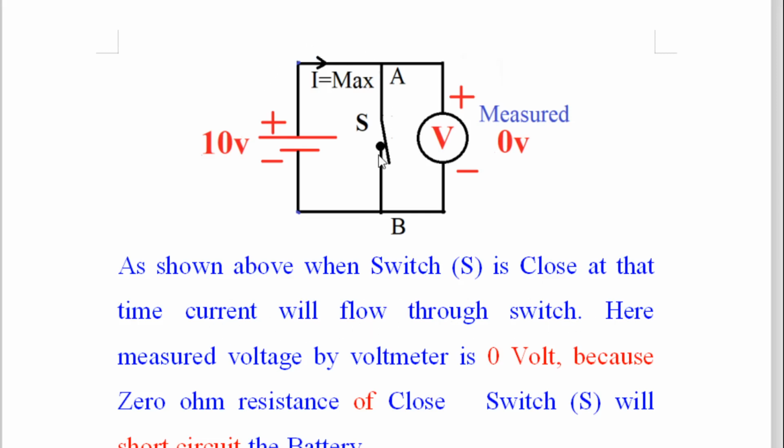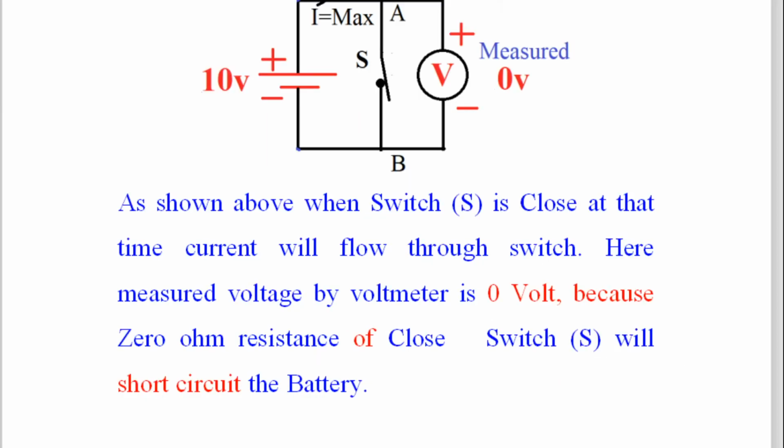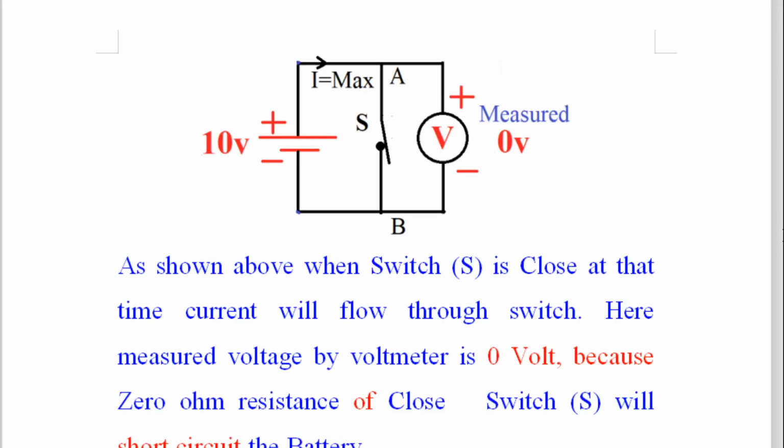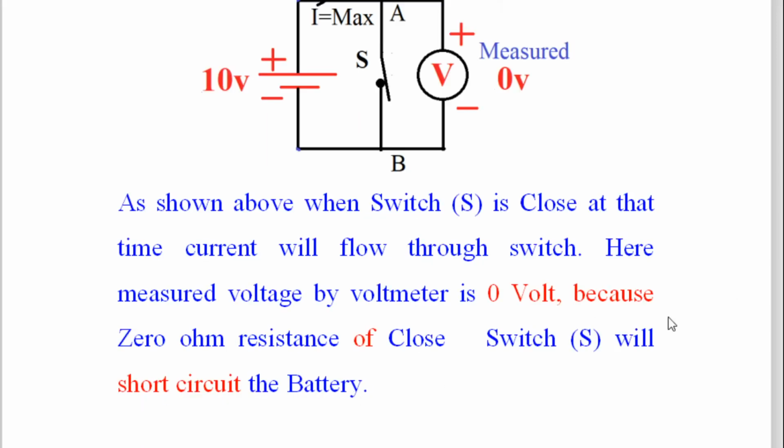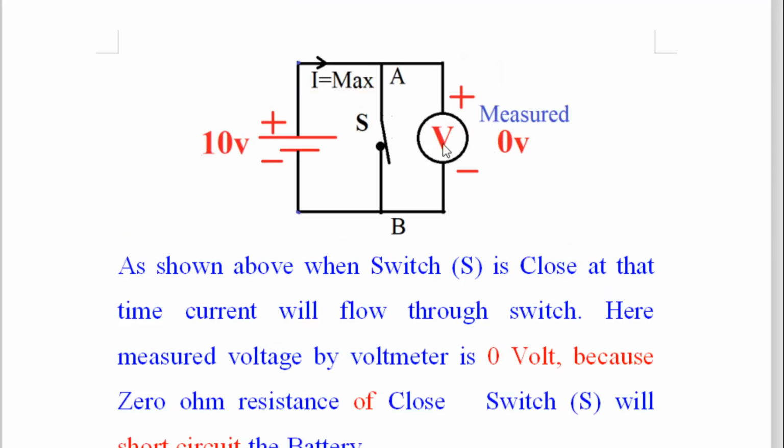Now the current is flowing through the switch S. Here the voltage measured by the voltmeter is 0, because the 0 ohm resistance of the closed switch will short circuit the battery, and this voltmeter is connected between the short circuit terminals. Therefore the measured voltage between the short circuit terminals is 0, and the voltmeter will show 0.